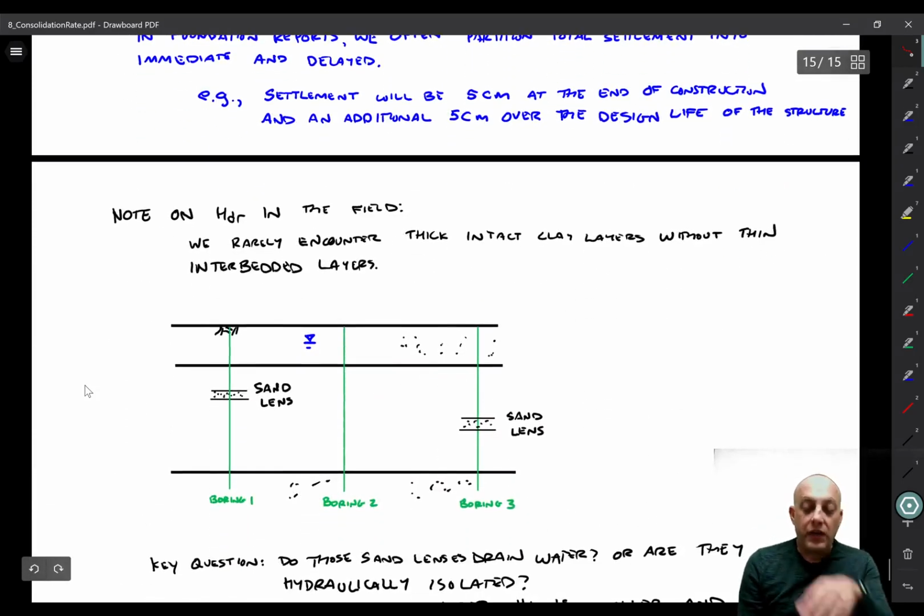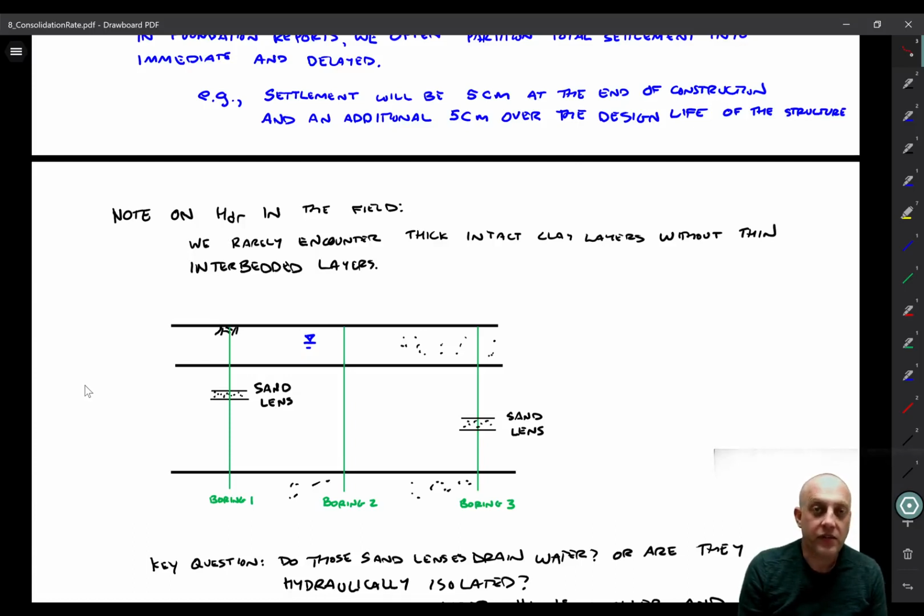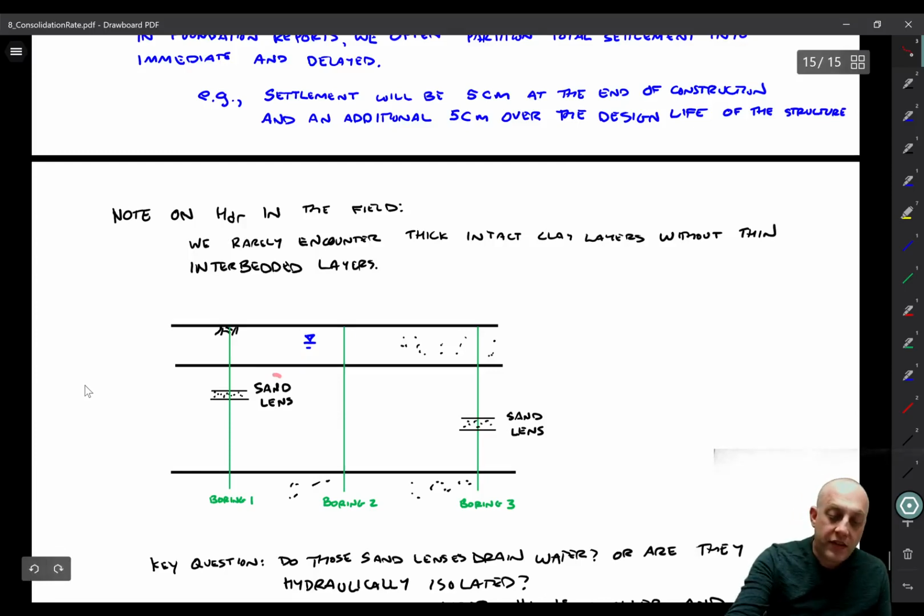All right, now one note that I wanted to point out is that when we go to the field and drill boreholes or push cones into the ground to investigate soil properties, it's really unusual that we find a thick clay layer that's perfectly uniform clay all the way through. What we almost always see is that there are these thin interbedded layers like this one there and that one right there.